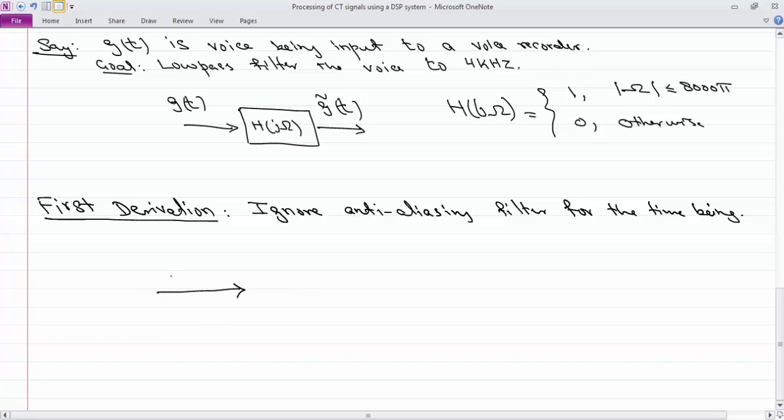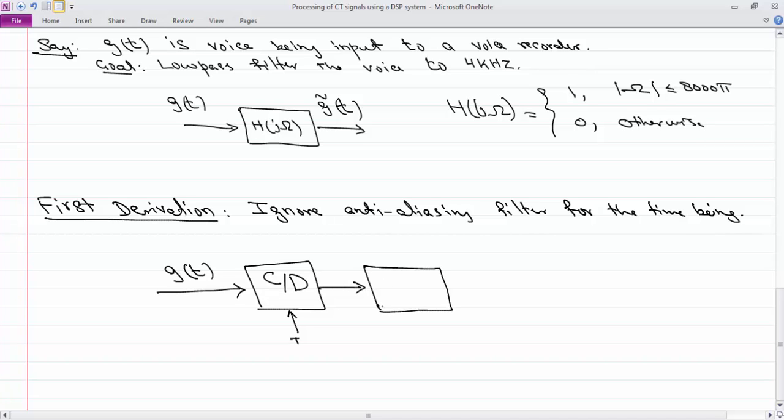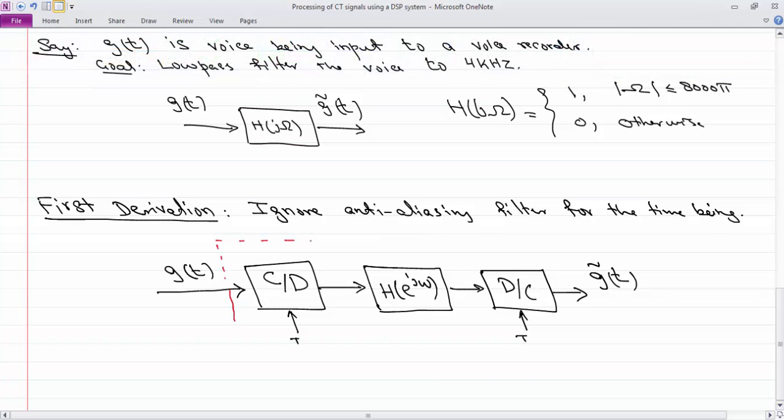So I have input signal g of t. I pass it through a continuous to discrete converter with time period T. Then I pass it through a discrete time system with frequency response H of e to the j omega. And then I convert it back to a continuous time signal. And my goal is to understand what is the equivalent frequency response in continuous time of these three blocks together.